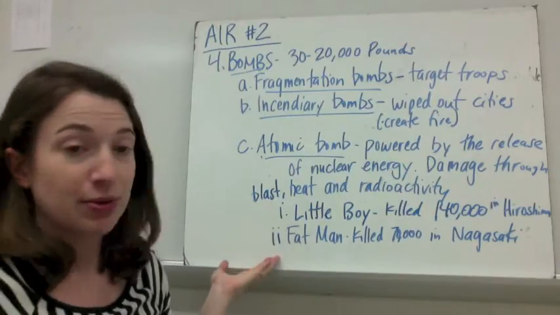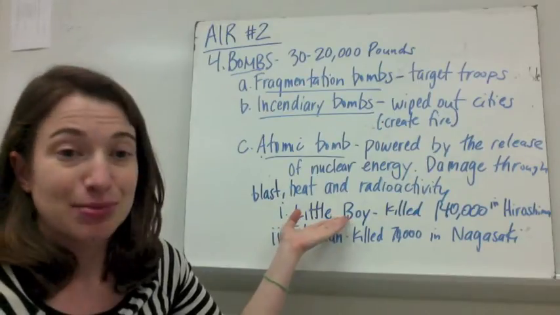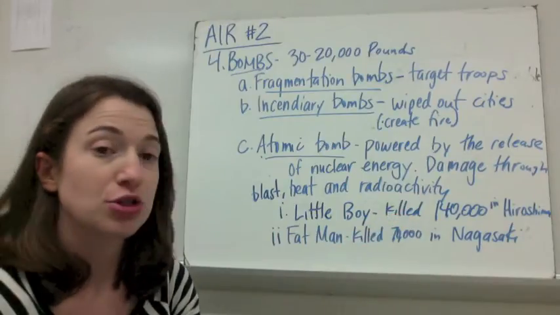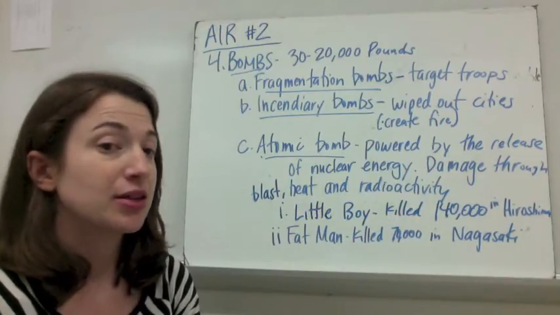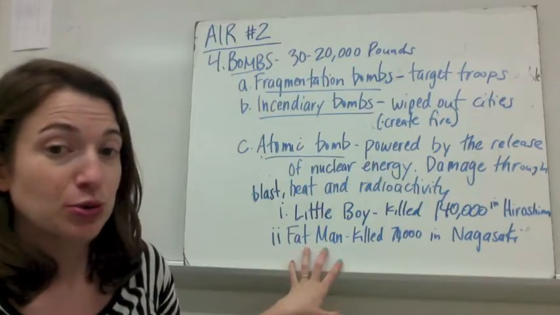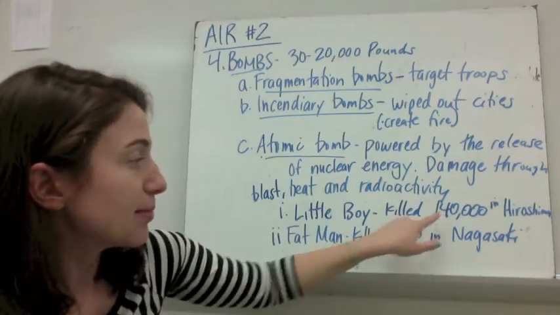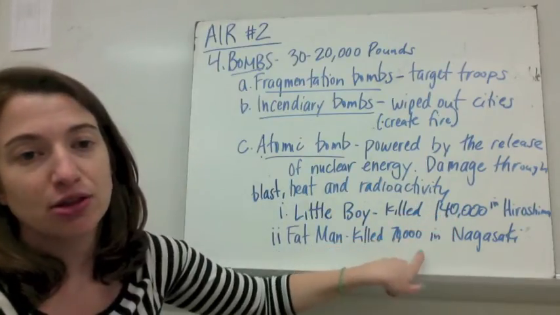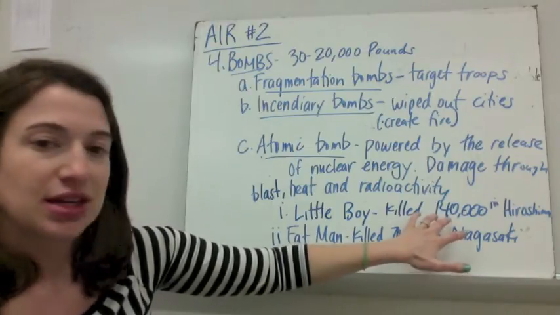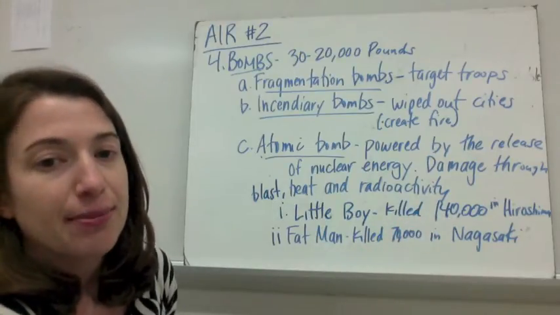So the 2 that were used have very interesting nicknames. Little Boy, which was anything but little, ended up killing 140,000 people in a city called Hiroshima, Japan. And only a few days later, Fat Man, the other one, which was larger, killed 70,000 people in Nagasaki. So these numbers combine both short-term deaths and long-term deaths because of the radioactivity. So while they didn't kill that many on impact, long-term and short-term effects killed that many people.